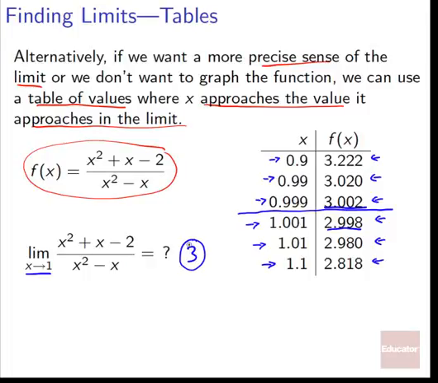Now, maybe we're off by 0.0001 or some small number, but we can be pretty darn sure that unless it somehow does some really sudden jump there, 3 is probably going to be pretty darn close to it.